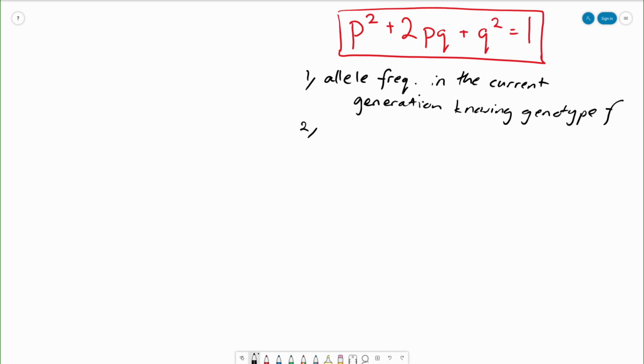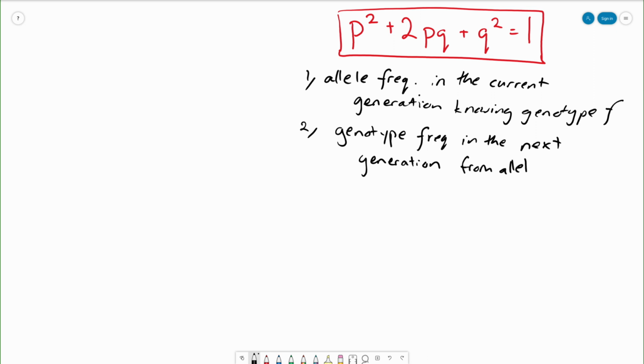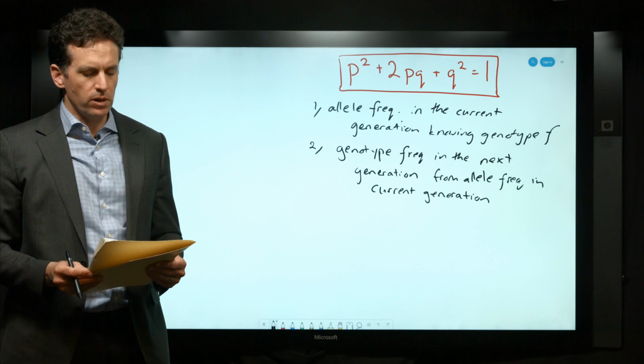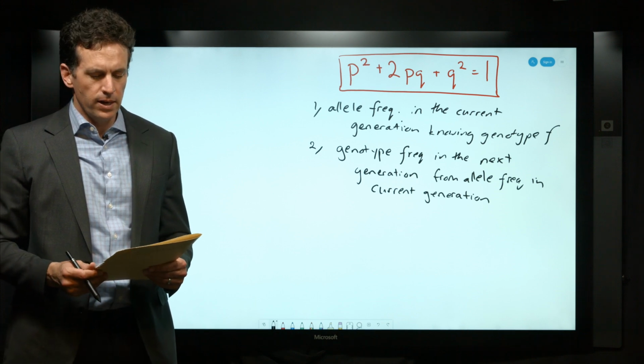Similarly, we can calculate the genotype frequencies in the next generation from the allele frequencies in the current generation. And this turns out to be a very powerful relationship. So let's take an example of how we could use that.